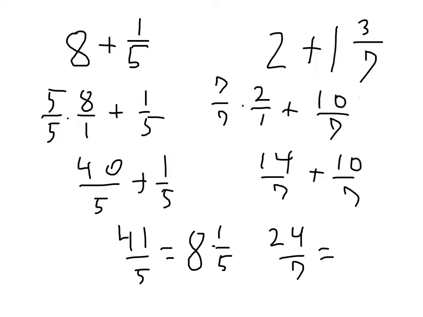Now to change this improper fraction into a mixed number, you need to do the same thing as last time. So it goes into 24 3 times, leaving you 3 over 7, my bad. Now, that is the answer for both of your questions.